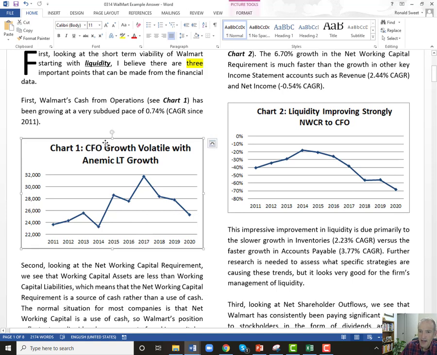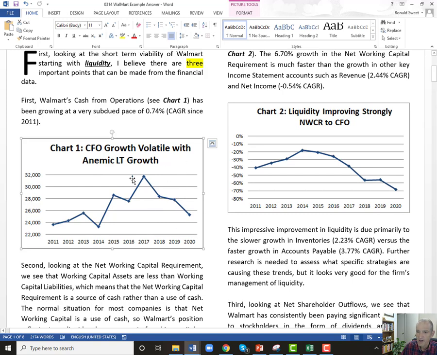And then I changed the title of my graph. I said CFO growth volatile with anemic long-term growth. Here I used the word anemic. So what I want with the chart title: the chart title should tell you first what the graph has. So CFO, so that we know this is cash from operations. But tell me, why did you put this graph into the paper? What is the graph telling you? And what I want my boss to see is how weak the CFO growth is for Walmart and also how volatile it is.